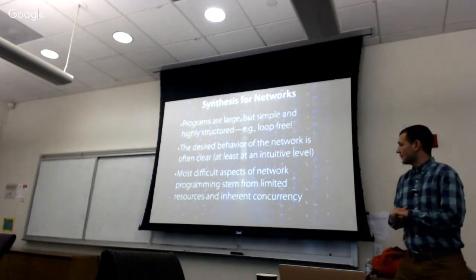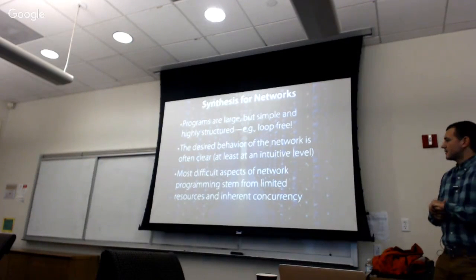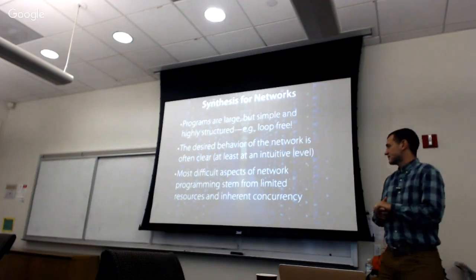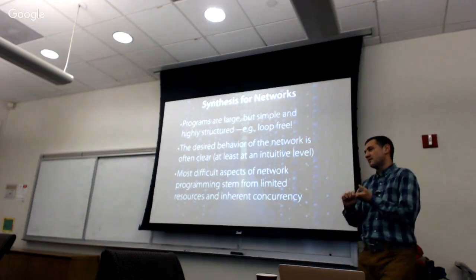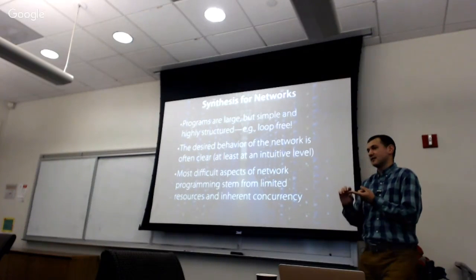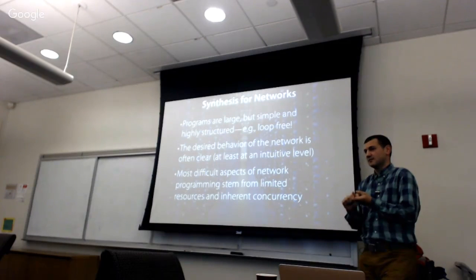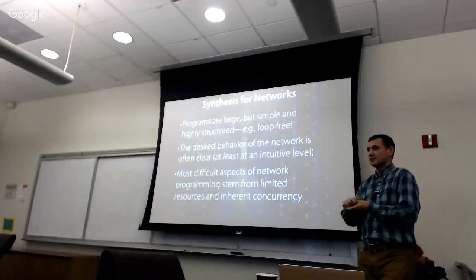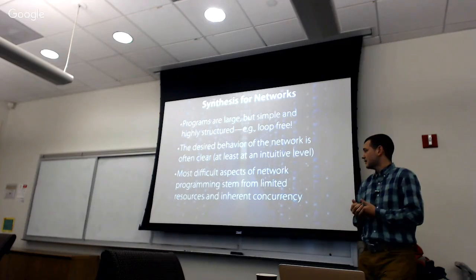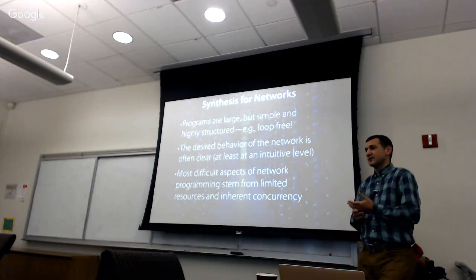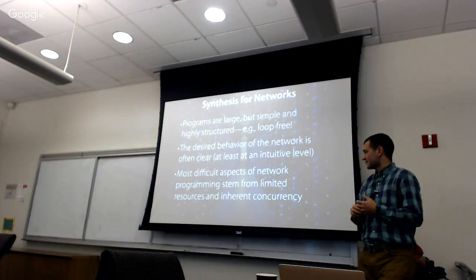And then the last bit is that I think the most challenging aspects of network programming stem from maybe two main things. One is the fact that you often have very limited resources, so things like memories on the data plane devices can be very constrained. And there's a lot of inherent concurrency to think about in the network-wide behavior, with many, many packets flowing through the network. Dealing with all those possible interleavings of packets is one of the most challenging things and leads to a lot of bugs.